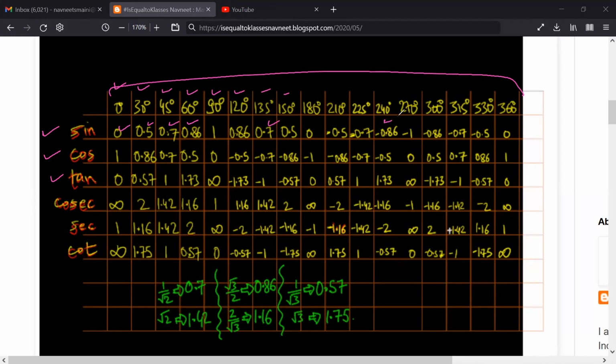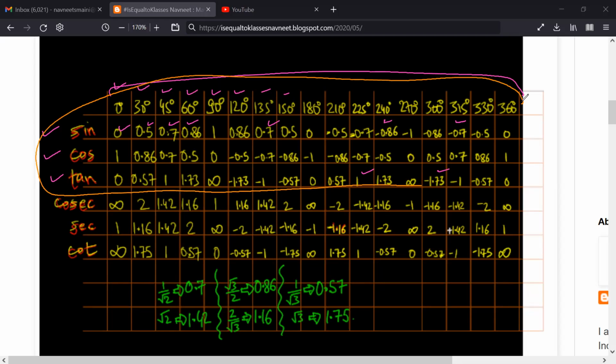I can find the value of sine 240. I can find the value of 315. I can find the value of tan 225. I can find the value of tan 300. I hope this part we easily would be able to do with the amount of knowledge that we have as on date. This is one thing. Do you agree to this?